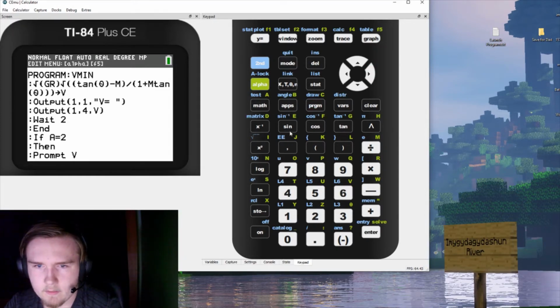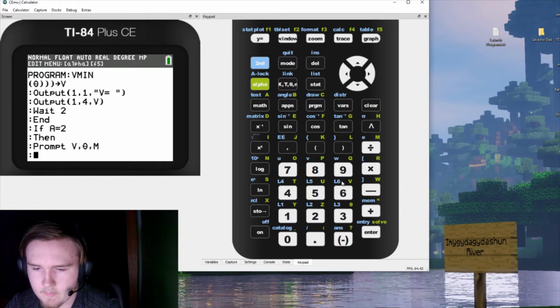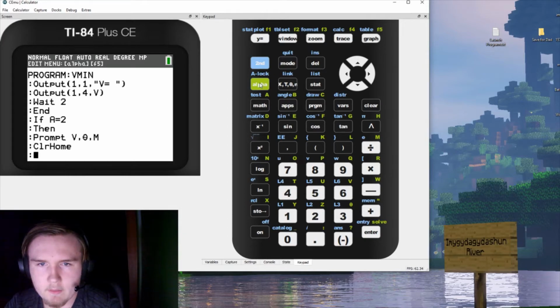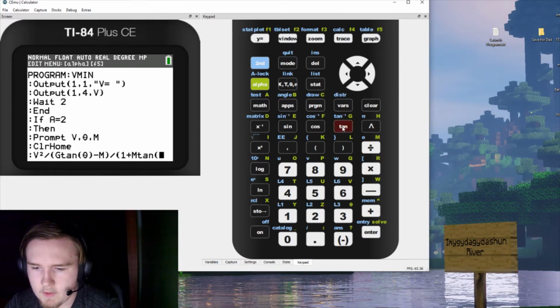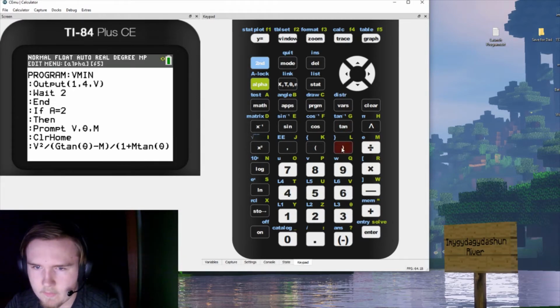prompt V, theta, and M, then clear your home. And now you're going to do some math. This is V squared divided by parenthesis G tangent of theta minus M. Now, this is basically the same stuff as last time. It's just reverse signs. Divided by parenthesis 1 plus M tangent of theta, 2 parentheses closing, store to R.